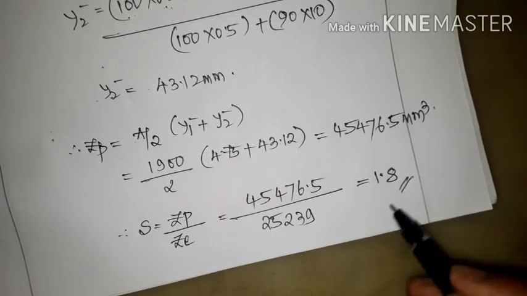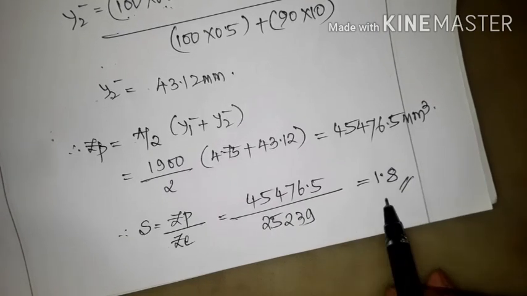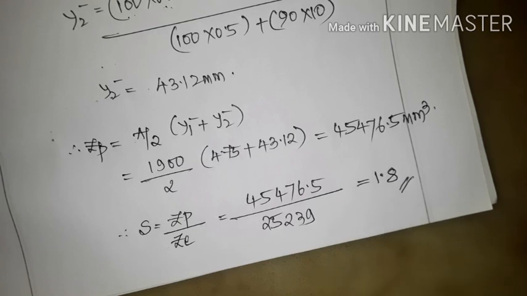Okay. So we have calculated the shape factor for the T section. We have got it as 1.8. So that is ZP by ZE, we got it as 1.8.